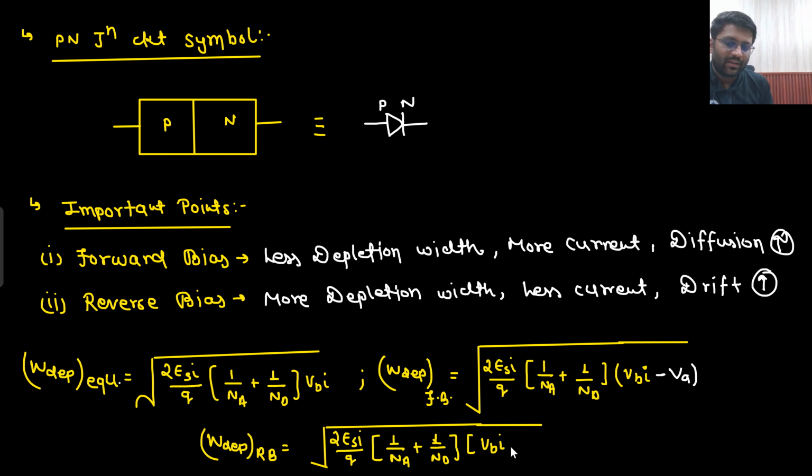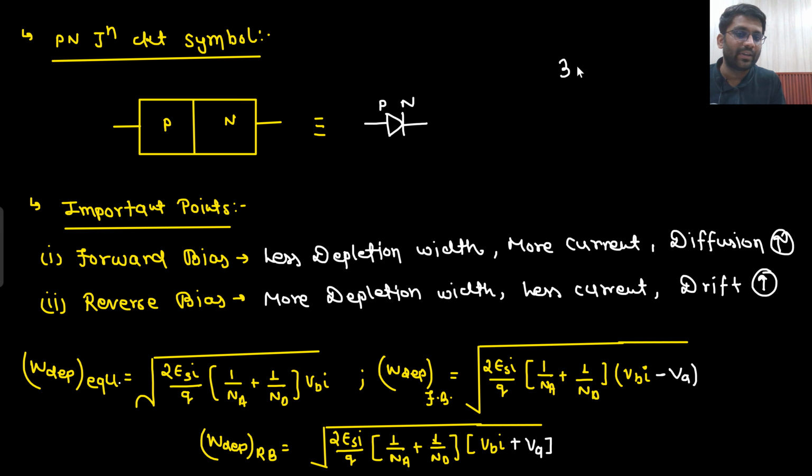And here what will happen? It should be added. In EDC I have told you one thing: never ever get confused with the sign. Is that clear to you? Never ever think about the positive or negative sign. You just need to know what is increasing and what is reducing. Based on that you will put a positive or negative value.